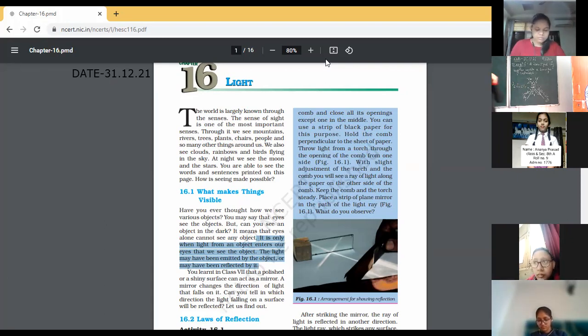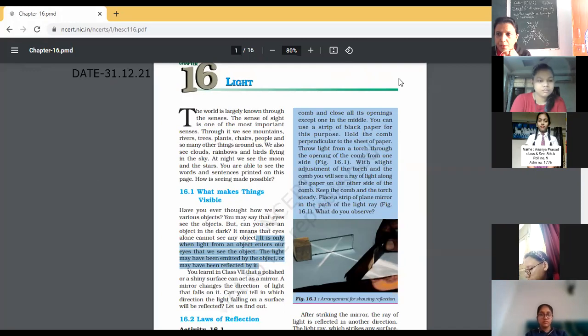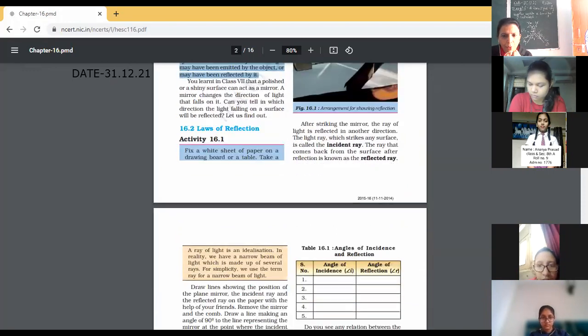And what is the second law of reflection? The second law of reflection says that these three things, children see here, which three things? Incident ray, reflected ray, and normal. These three things lie in the same plane. Okay? These three things are lying in the same plane. That is known as the second law of reflection. So just take care of it. It's very, very important. If you have not understood, kindly let me know. I'll explain again. You have to draw the diagram for this.